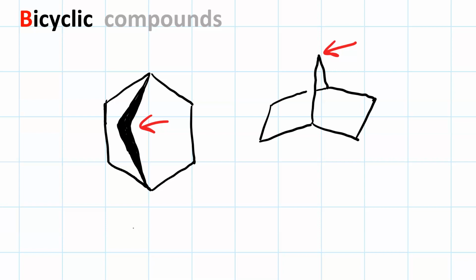Now, how do we name it? Well, the name will be bicyclo, and then 3 numbers in brackets separated by a period, and then the name of the alkane that has that many carbons. So, how many carbons are there? 1, 2, 3, 4, 5, 6, 7. So it's going to be a heptane.